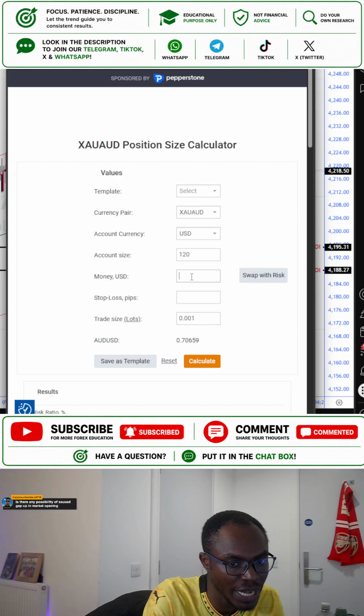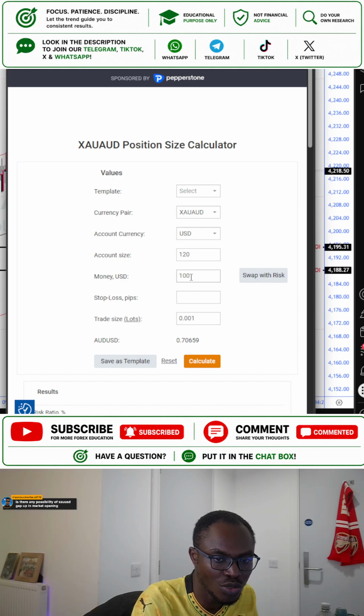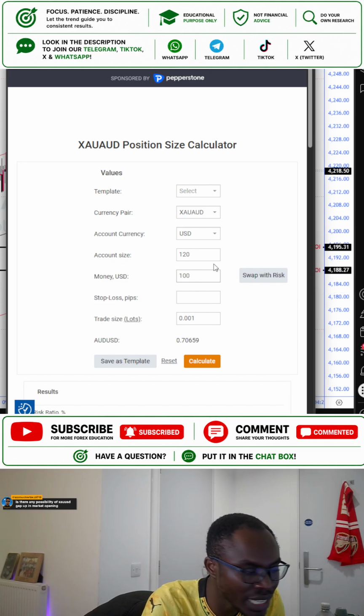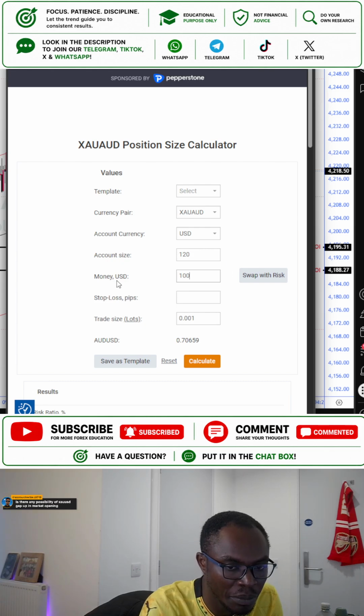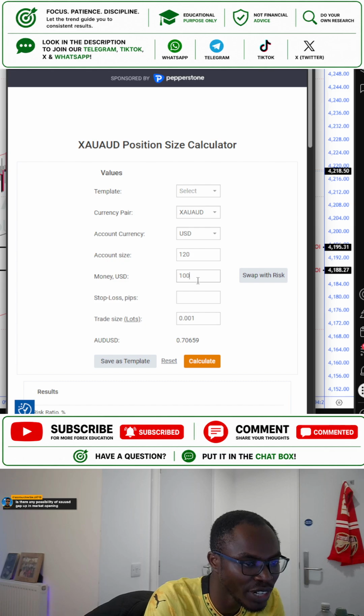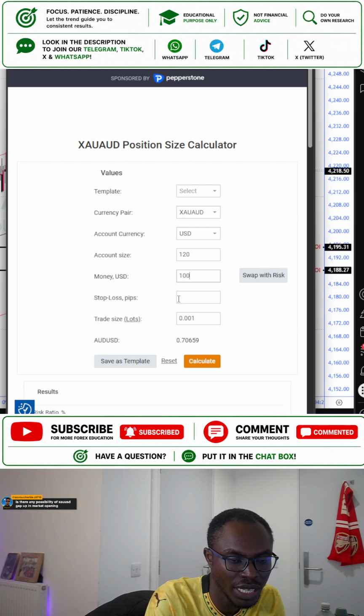And then how much are you risking? I am risking 100 out of the 120. The 20 is just for the margin. Every broker has a margin. So that's how come I'm putting 120, but I'm actually risking 100. Now the stop loss in pips is very important.